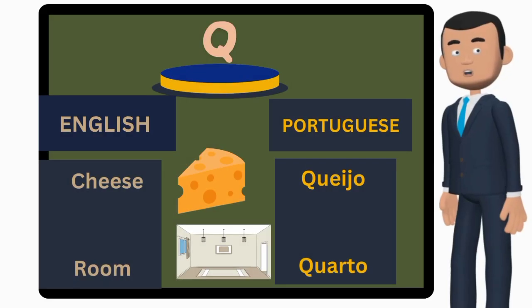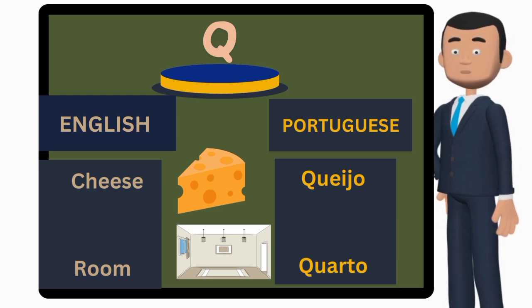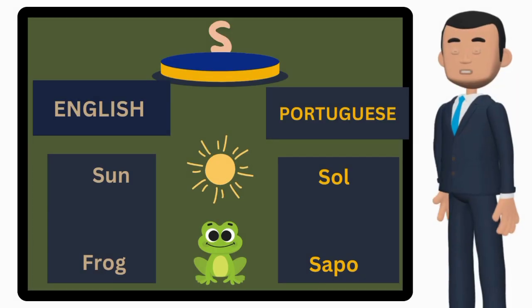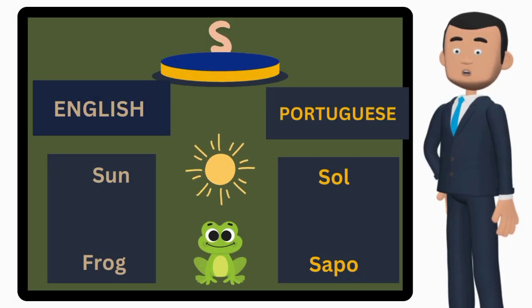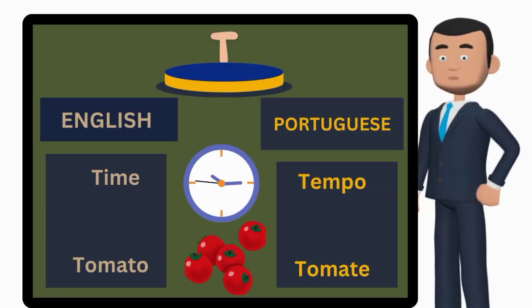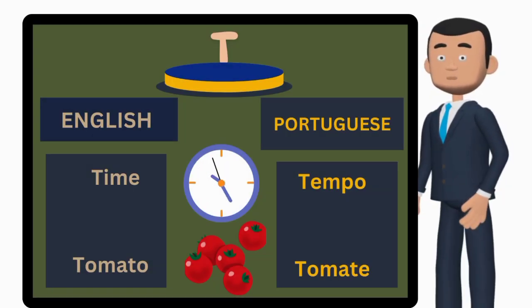Q. Example: queijo, cheese; quarto, room. R. Example: rua, street; rato, mouse. S. Sol, sun; sapo, frog. T. Example: tempo, time; tomate, tomato.